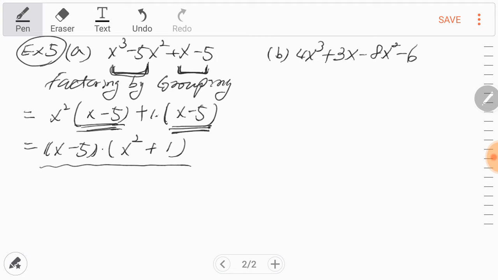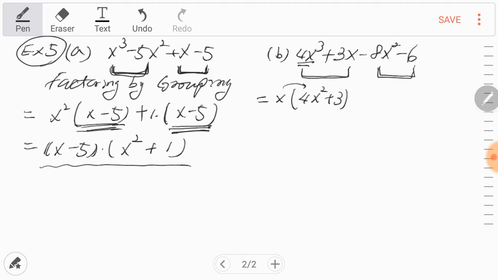Okay, let's try the next one. Okay, in this example, there is no common factor. There are 4 terms, but there's no common factor. So let's try factoring this by grouping. So make a group of the first 2 terms and the last 2 terms. Okay, from the first 2 terms, the common factor is x. So factor out x, then the first term will be 4x squared. So make sure the product is the same as 4x cubed. Okay, plus 3.